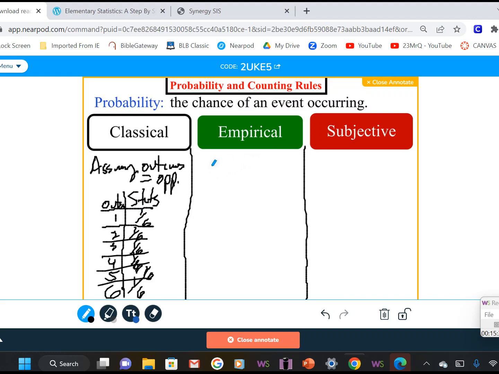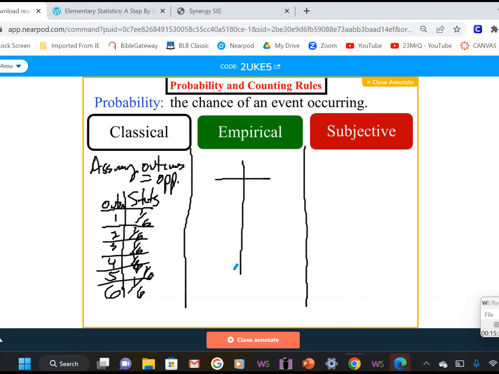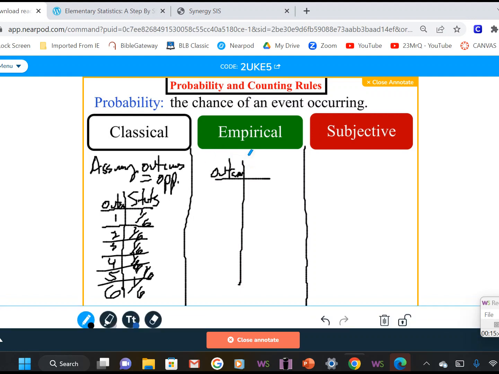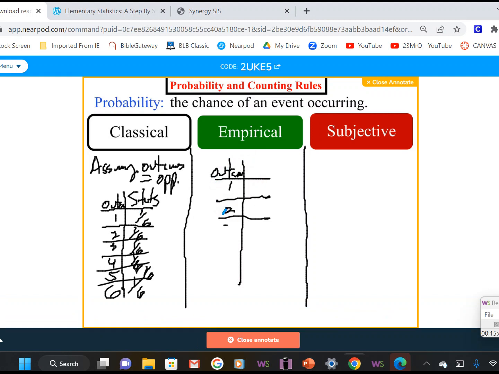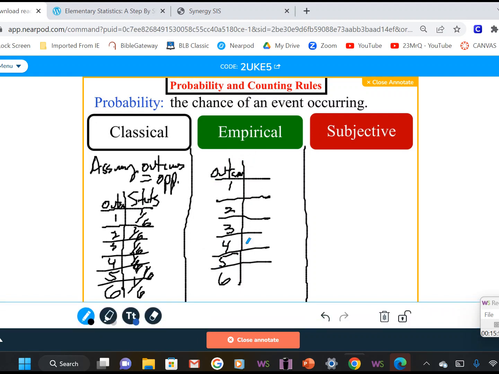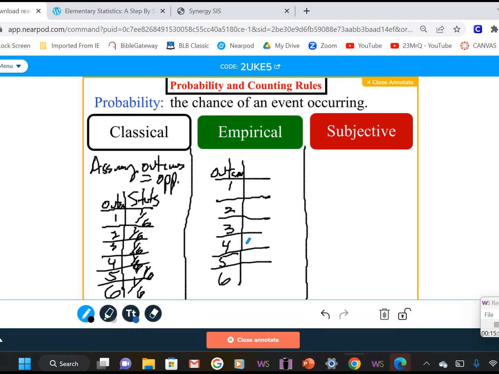Empirical. Outcome. And then 1, 2, 3, 4, 5, 6. Tell your neighbor what to write on the next column. They should remember for empirical. Mr. Q. All right, so what goes here? Andrew, pass someone. Shane.